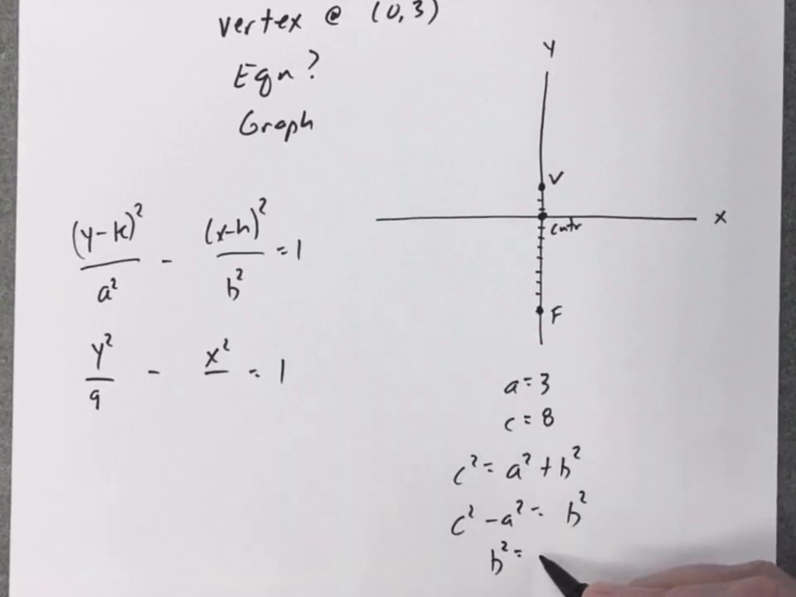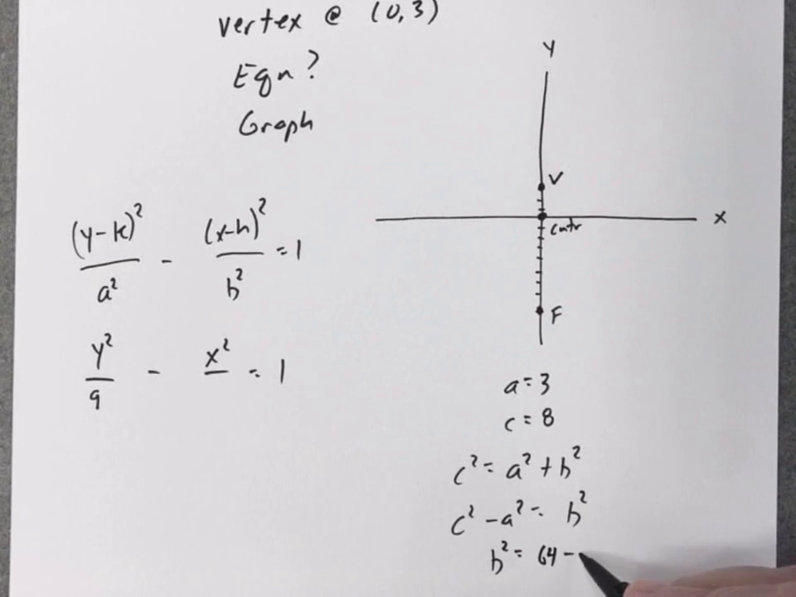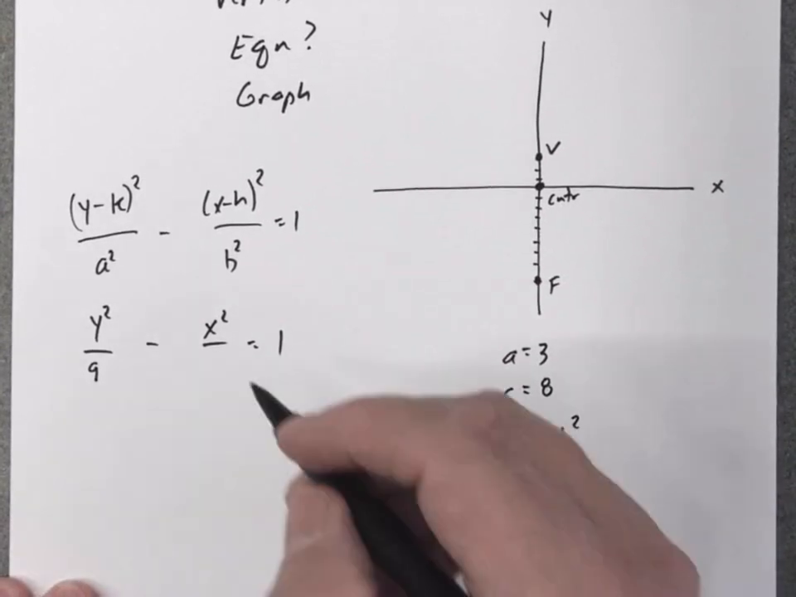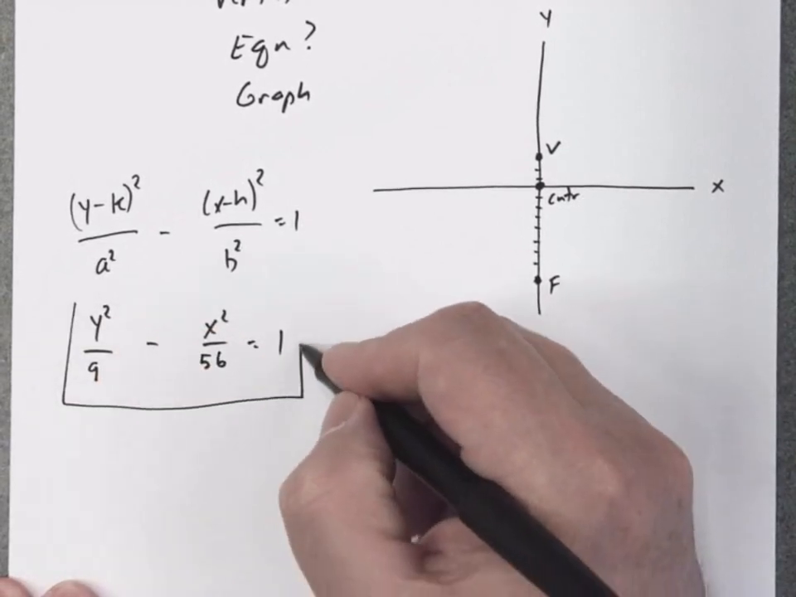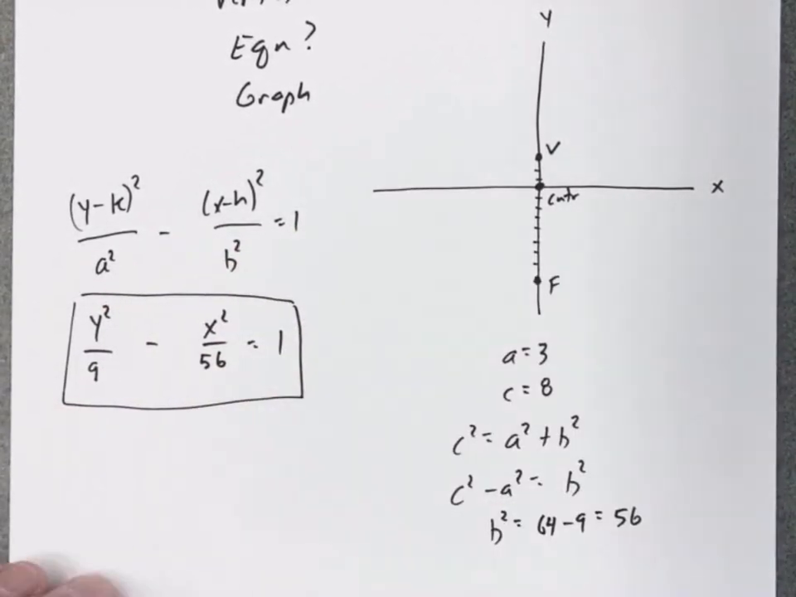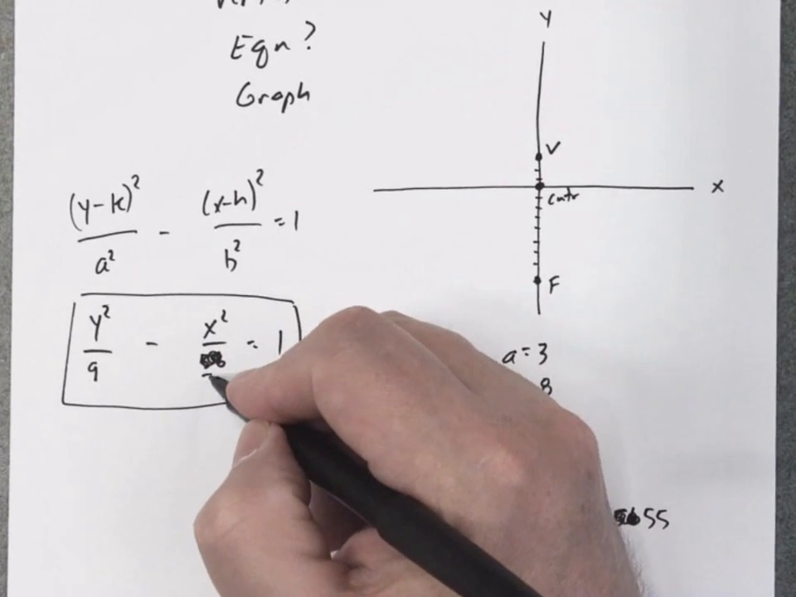If c is 8, you square it, that's 64. And if a is 3, you square that. Looks like b squared is 56. So that should be the equation. Oh, sorry. That's why I have my notes. 55.